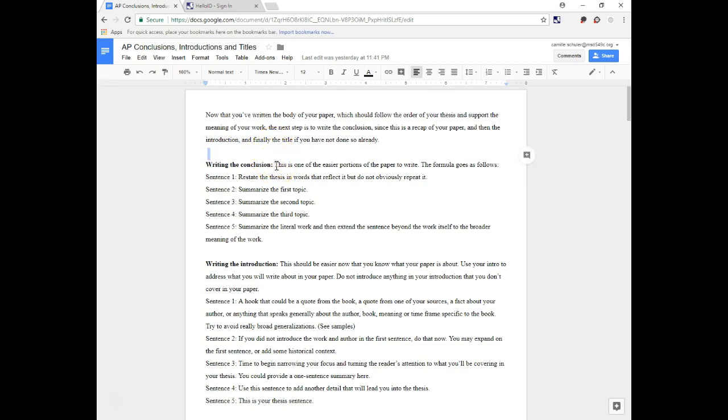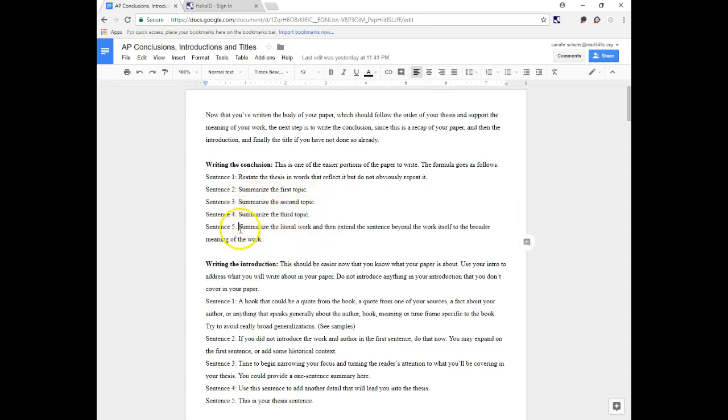It's a formula. Follow the formula and you'll be fine. The first sentence of your conclusion is going to restate the thesis in words that reflect the thesis but don't obviously repeat it. Then you're going to have three subsequent sentences. The first sentence will summarize the first topic. The second sentence, sentence 3, will summarize the second topic. Sentence 4 will summarize the third topic.